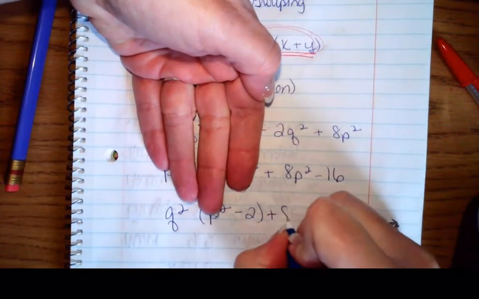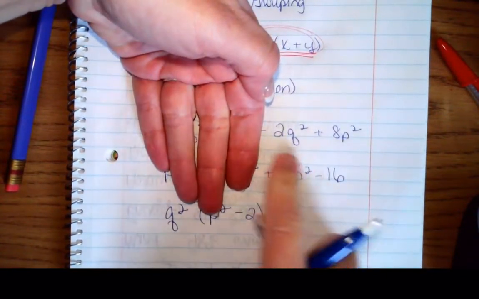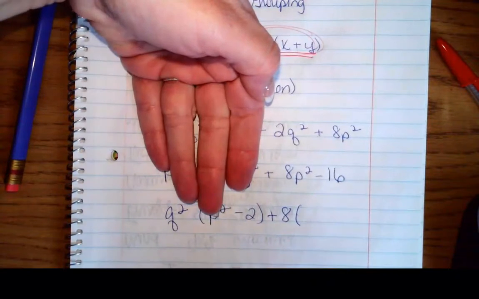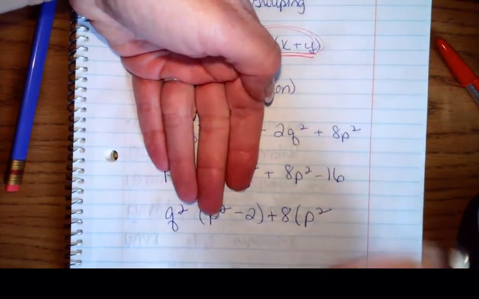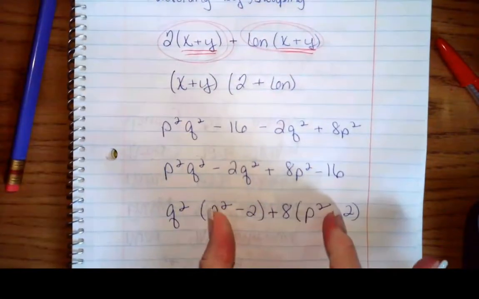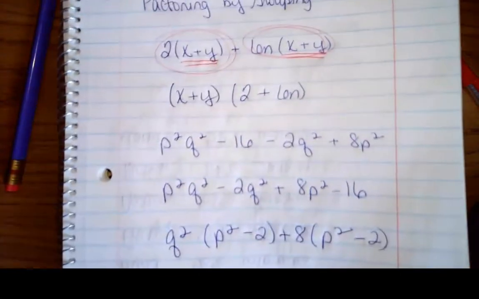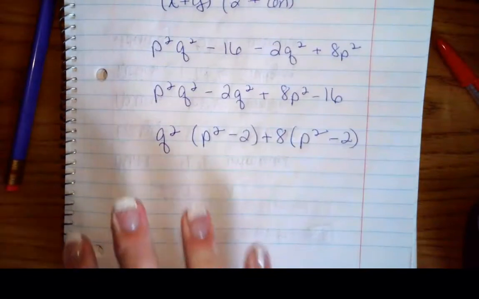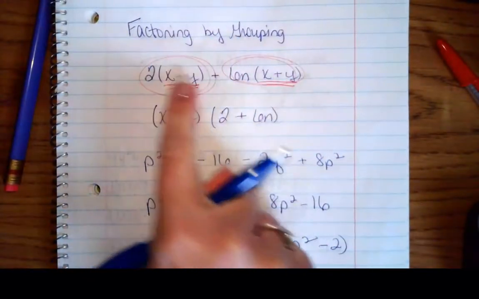Okay, I can pull an 8 out of both of those. So I'm going to pull out a positive 8. I'm leading off positive, so don't pull out a negative 8. And that's going to leave me with a p squared minus 2. And now look at this magic. Your parentheses match. So if your parentheses match, I'm right up where I was here.